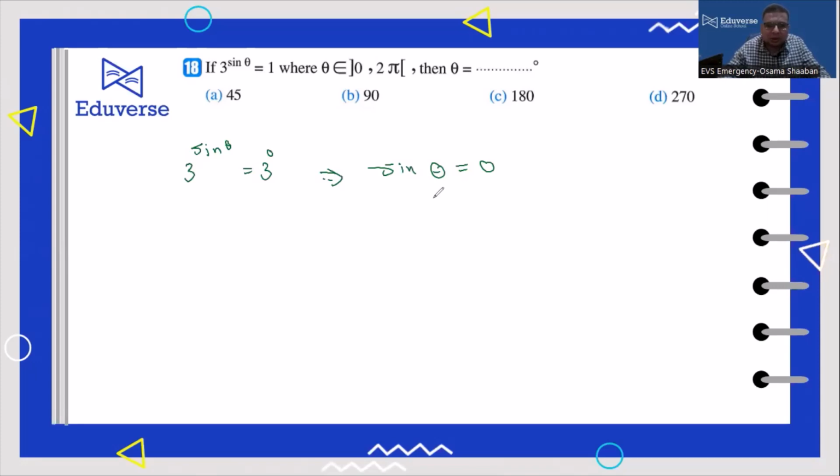Sine theta equals 0, that means maybe 0 or 180 or 360. But 0 does not belong here and 360 does not belong. So theta equals, using shift sine, just 180 degrees here. So theta will be 180. Or you can substitute here: 3 power sine 45 does not equal 1, or 3 power sine 90 does not equal 1, or 3 power sine 180, yes, you will get 1, or 3 power sine 270 does not equal 1. Okay, so it would be 1 when you put theta here 180.